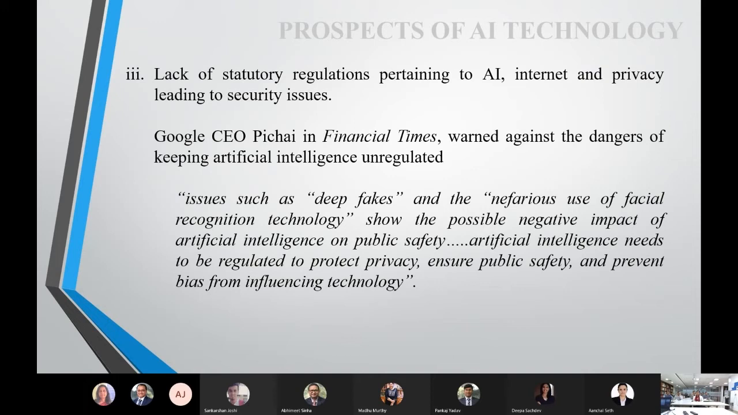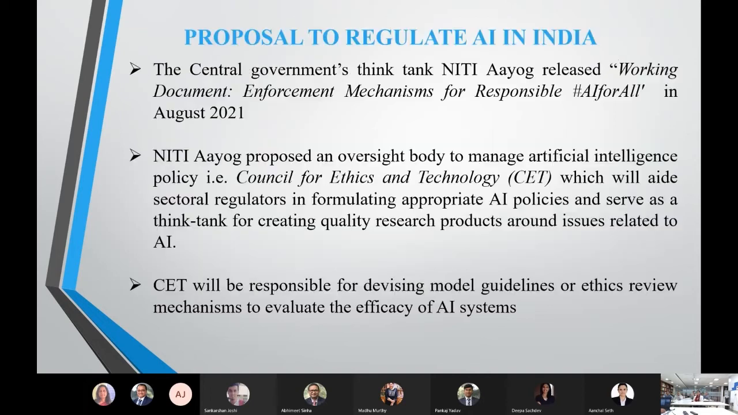So this was in Financial Times where he has quoted that issues such as deepfakes, he has raised his concern that there is the possible negative impact of artificial intelligence. So it's high time that they have to be regulated to protect the privacy and the other issues which are there. Similarly, even Microsoft CEO also, Brad Smith, had raised this issue while speaking in the World Economic Forum, raising the concern. Now, that was the global position.